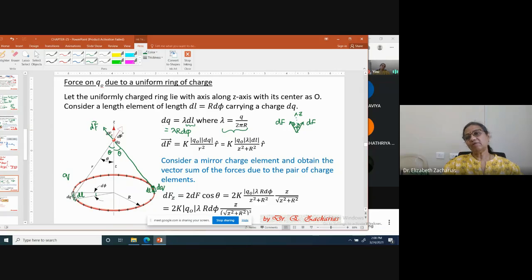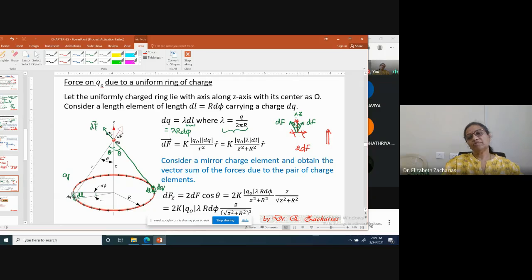So can someone tell what will be the components? Which component will cancel out? I can draw the components for this vector as this, and the vertical component is this. Similarly for this one, it is this and this. So the horizontal components will be equal and opposite, they cancel out. So only the z components will survive. So what will it be? It will be 2df.